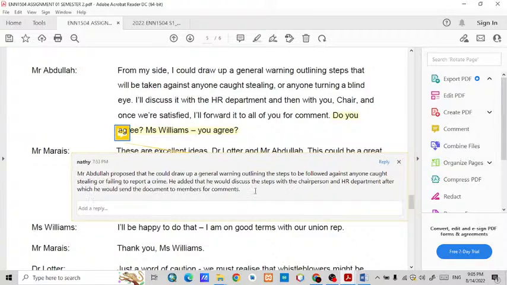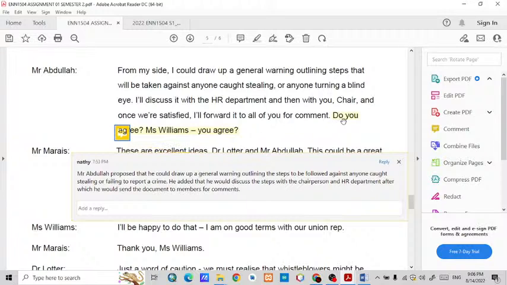Mr. Abdullah proposed that he could draw up a general warning outlining the steps to be followed against anyone caught stealing or failing to report a crime. He added that he will discuss the steps with the chairperson and HR department, after which he will send the document to members for comments. You see, this is the same thing that he said. If you read these 2 paragraphs, you can get almost all the important points that he was conveying in that statement. That's what they want from you. Identify the important information, synthesize it, and write it in a manner that is a true reflection of what was said.